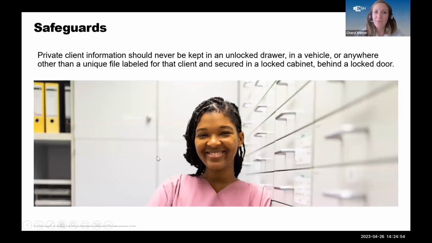I do want to say one thing about this: client information should never be kept in. This is again, when we think about what's the policy versus what's common. It's not uncommon for staff to pick someone up from a hospital or from a medical office, and they may have paperwork with them. The client might have that paperwork. If the client is holding that paperwork, the client is in ownership of that paperwork.